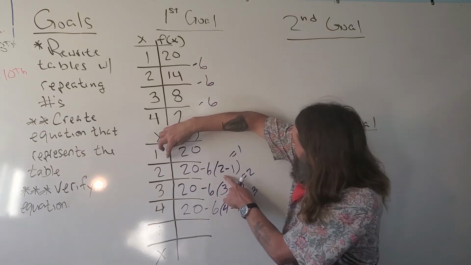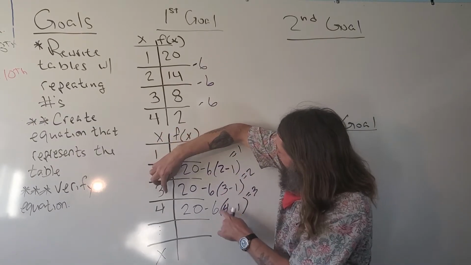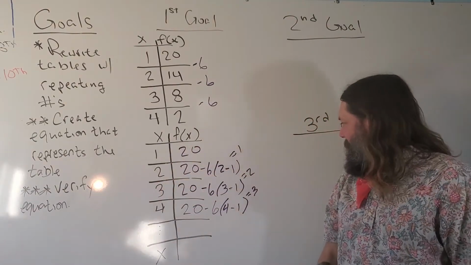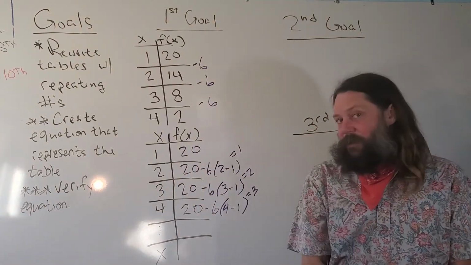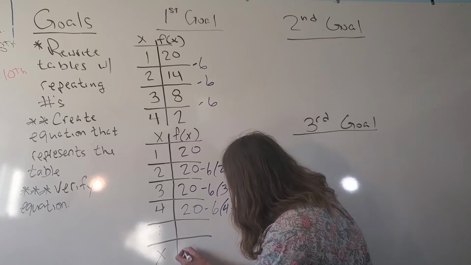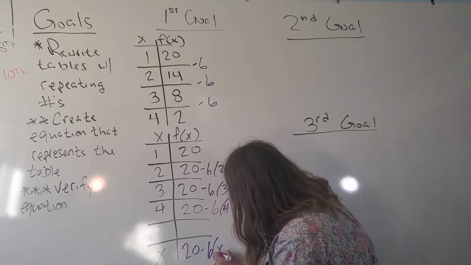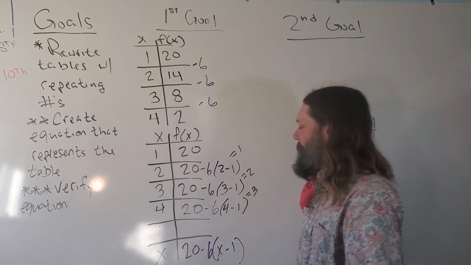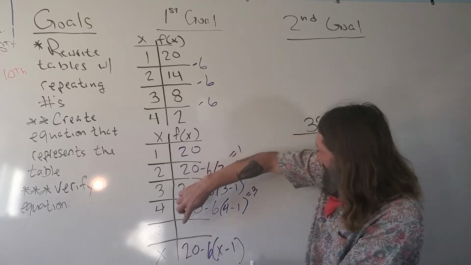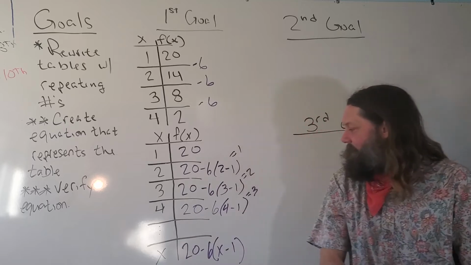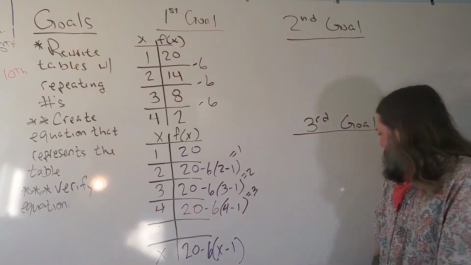And so here are my repeating numbers: 2s, 3s, and 4s. Everything else is the same. Replace the repeating numbers with x. So what we're going to get now is 20 minus 6, parenthesis, x minus 1. Okay, so I replaced the repeating numbers with x, and I kept everything else the same. Okay, so I'll write that down.